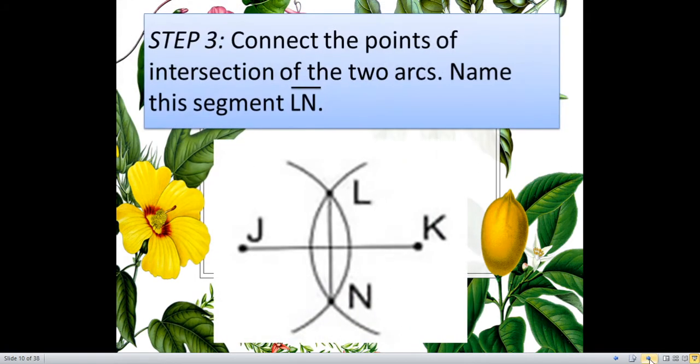Next, we have step 3. As I said, you have 2 points of intersection. So, in step 3, you will connect those 2 points. In connecting them, you might use your straight edge or ruler to make it a straight line. Connect the 2 points. Therefore, you will now have the segment LN, for point L, point N. And since they are connected, they can be called line segment LN.